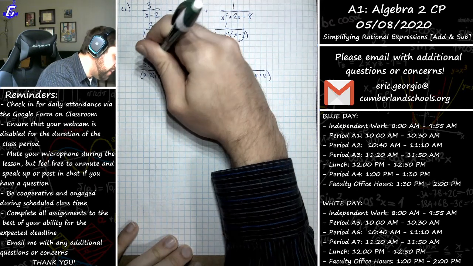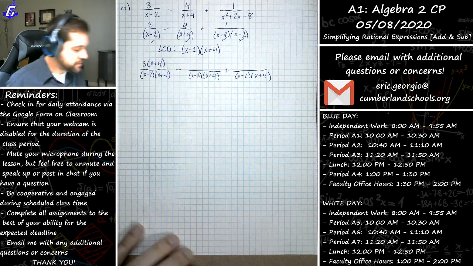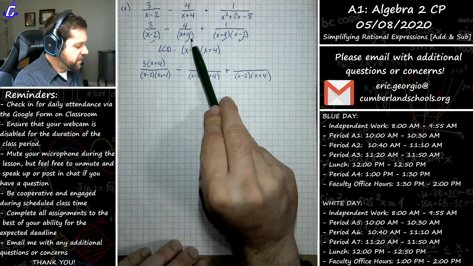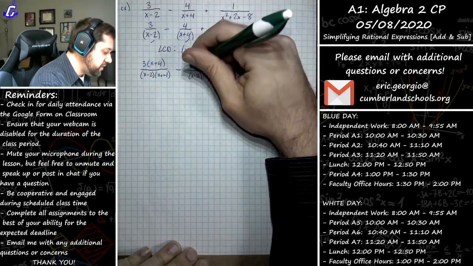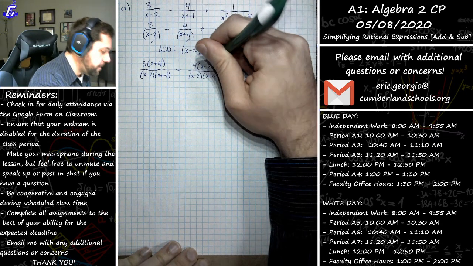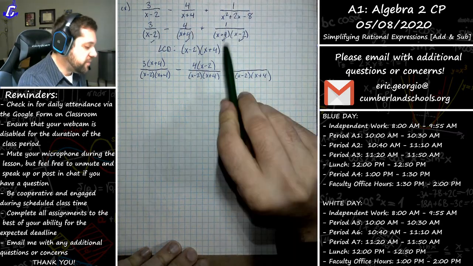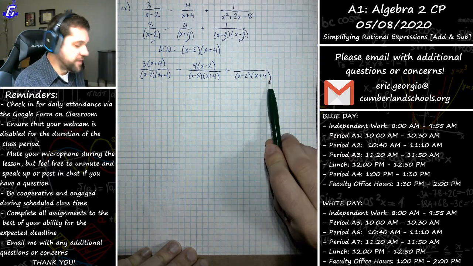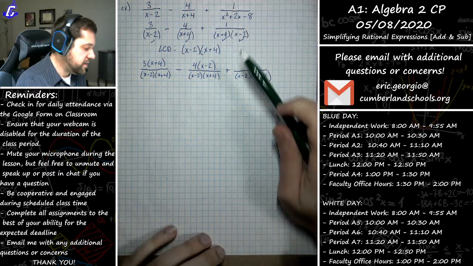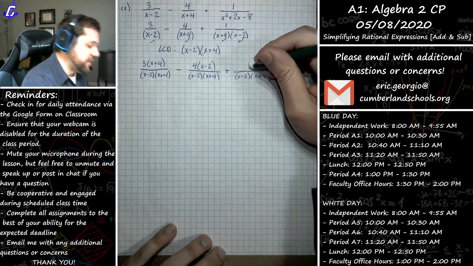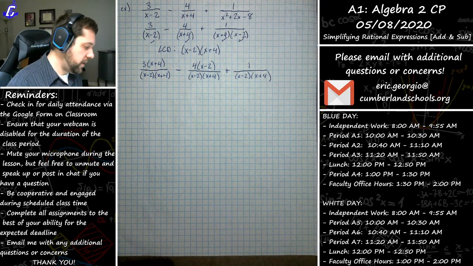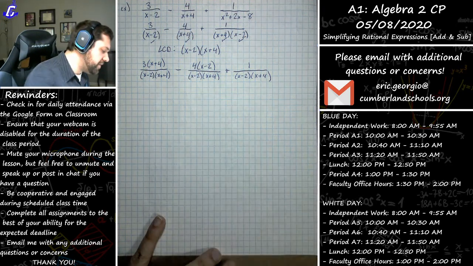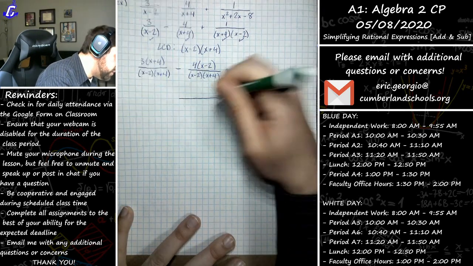I need to do 3 times the x plus 4. That was missing. What do I need to multiply this by in order to get this? Well, the x minus 2 is what's missing here. So I need to do 4 times x minus 2. What do I need to multiply this by in order to get this? Well, nothing at all because it's already the same. So we can just leave that as a plus 1. Okay, really we multiply it by 1, but multiplying by 1 doesn't change anything. Now that they're all the same denominator, we can go ahead and squish them all together.